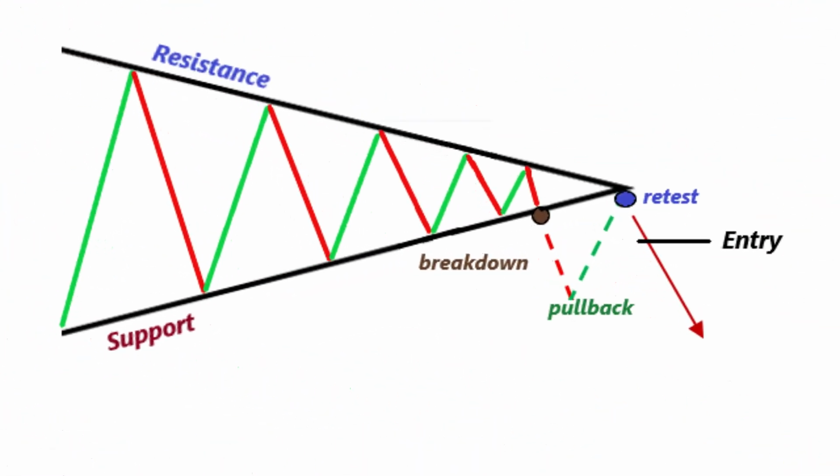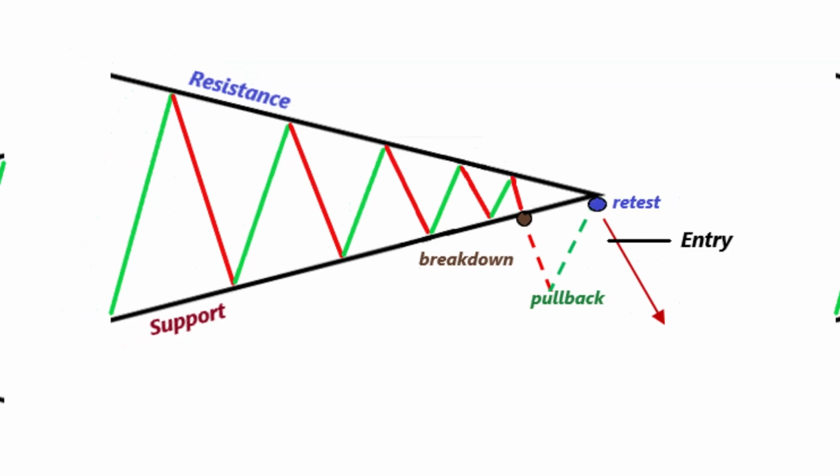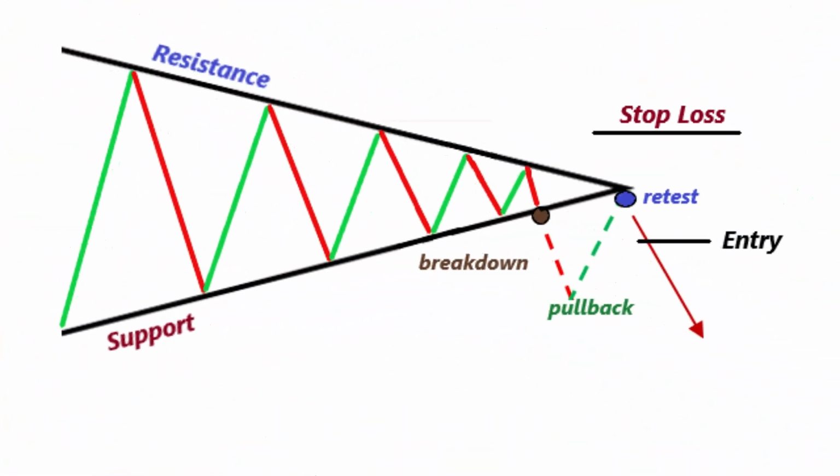Entry point. After the retest is complete, if the price moves back below the broken support line, the entry can be made at that moment. An increase in volume is an important indicator that confirms the strength of the move. Stop loss placement. The stop loss is usually placed just above the breakout, slightly above the broken support line. This way, even if the price unexpectedly moves back up, the loss remains limited.